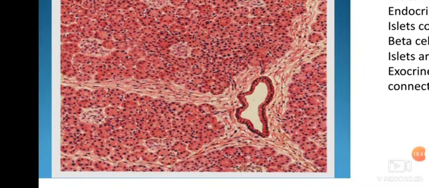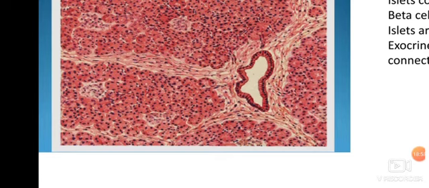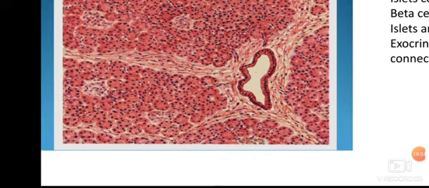Here you can see 4. This is 5. The last one, 6, almost 6 you can say. See, this is the 6th one. Numerous islets are visible in the pancreas, but islets are very common towards the tail of the pancreas.